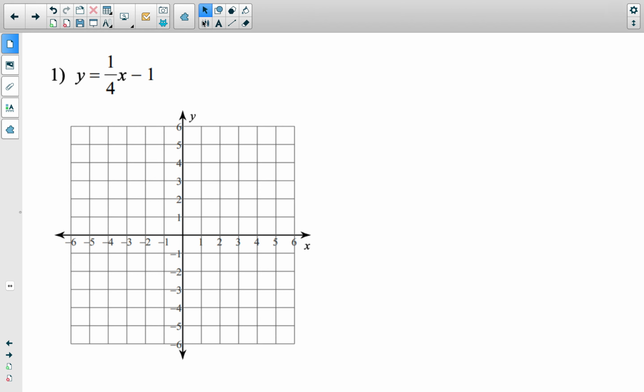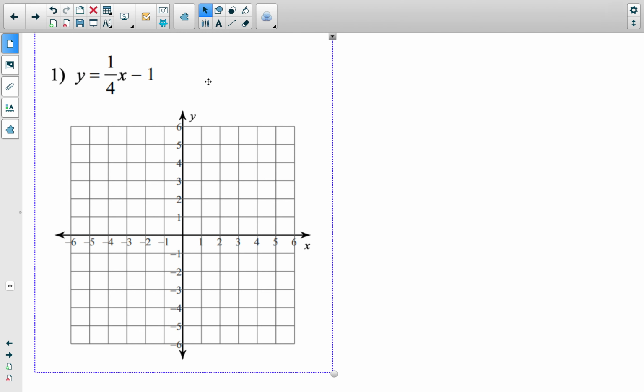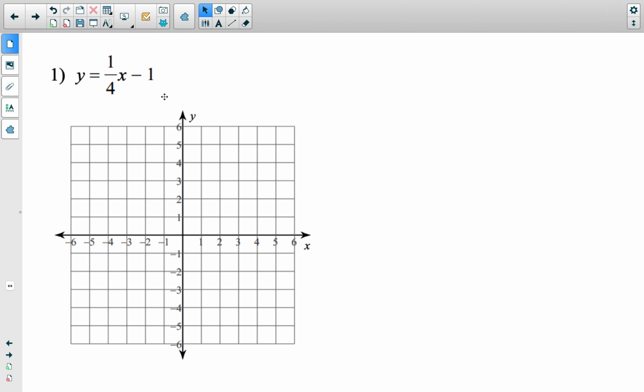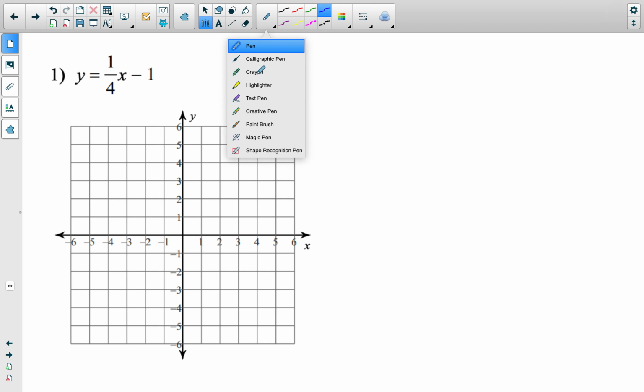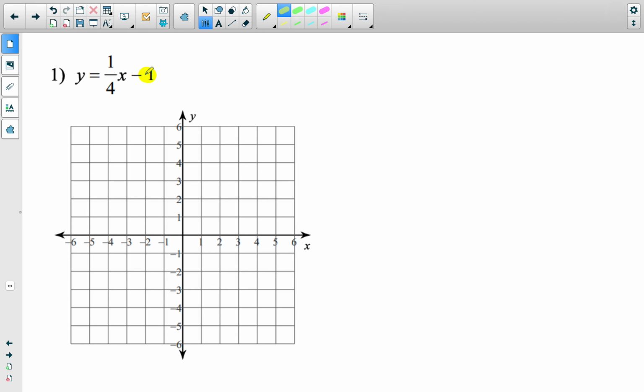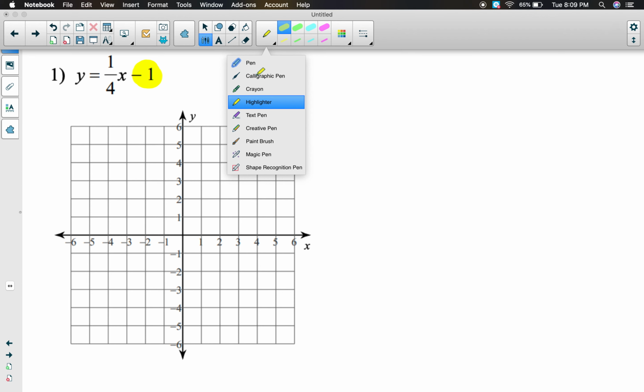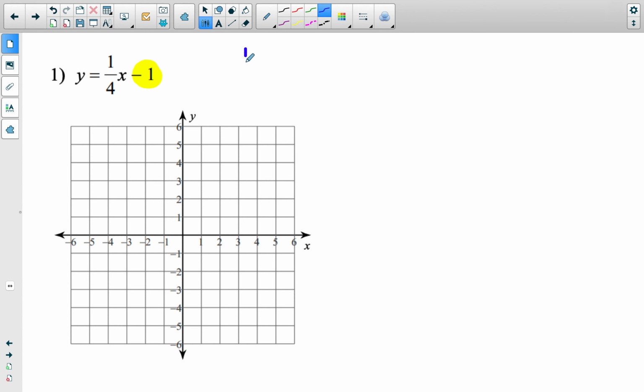So whenever you are graphing an equation, first you want to look and say, okay, is this in slope-intercept form? And the answer is yes. It's in that y equals mx plus b format. When you go to graph, you always want to look at the number that is added or subtracted to the end of the equation, or sometimes it's at the beginning, but it's the number that does not have a variable next to it. In this equation, we want to look at the -1, which I have highlighted in yellow. That is our b value.